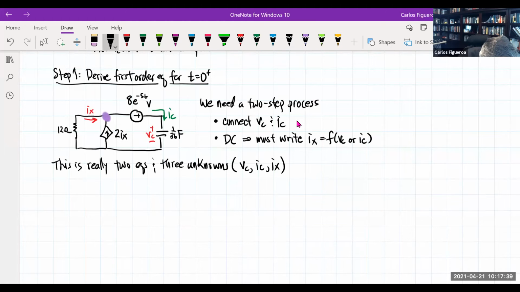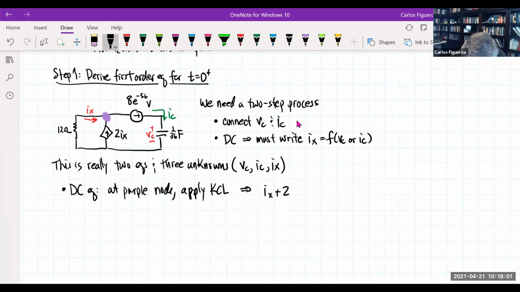So let's write down our DC equation. The first thing I'm going to write here is the DC equation. And I'm going to look at the purple node. So at the purple node, apply KCL. When I look at that, you could see that I've got to have IX plus 2IX, and that equals IC. In other words, IC must be the same as 3IX. Boom. I've now written a DC in terms of either VC or IC. So I now know that.